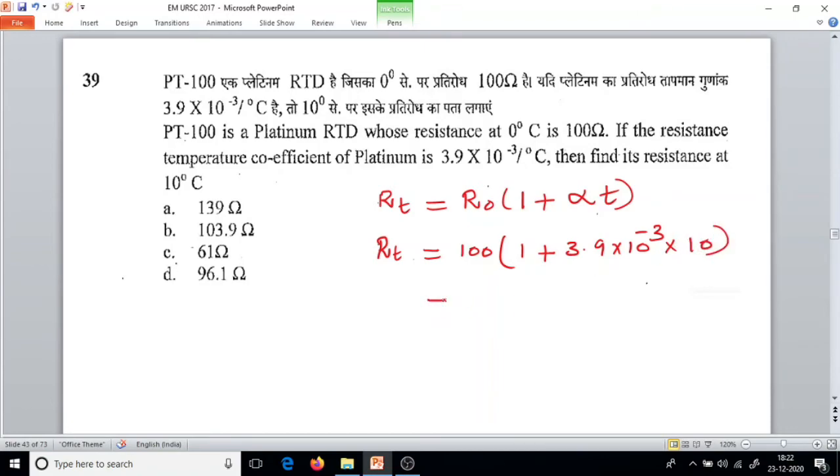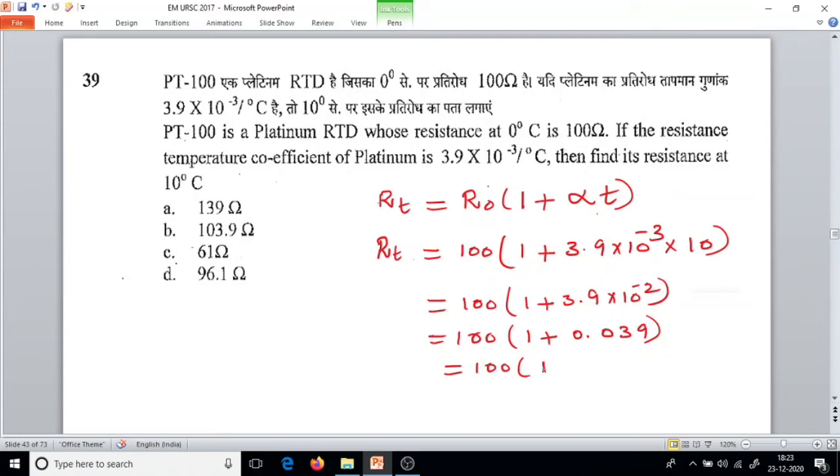10 degrees Celsius. So if we simplify this, 100 into 1 plus, if you multiply, it will come 3.9 multiplied by 10 to the power minus 2. This can be written as 100 into 1 plus 0.039, which equals 100 multiplied by 1.039, which equals 103.9 ohm. So that is the new resistance value.